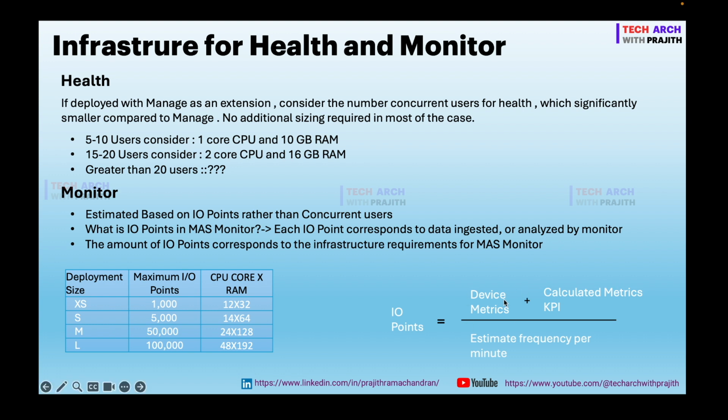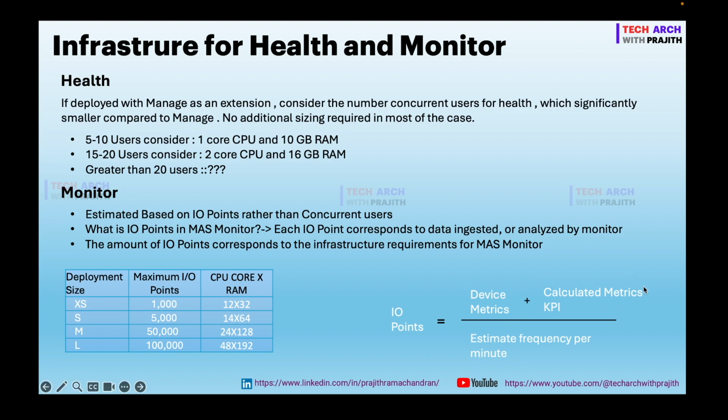So the number of devices, which is not the assets here. One asset can have more than one IoT device, or devices sending time series or signal data. If you remember in the architecture diagram, I had one asset, which is a robotic arm, but I had 3 devices, right? So here the device metrics is 3. That means 3 devices sending metrics into the monitor.